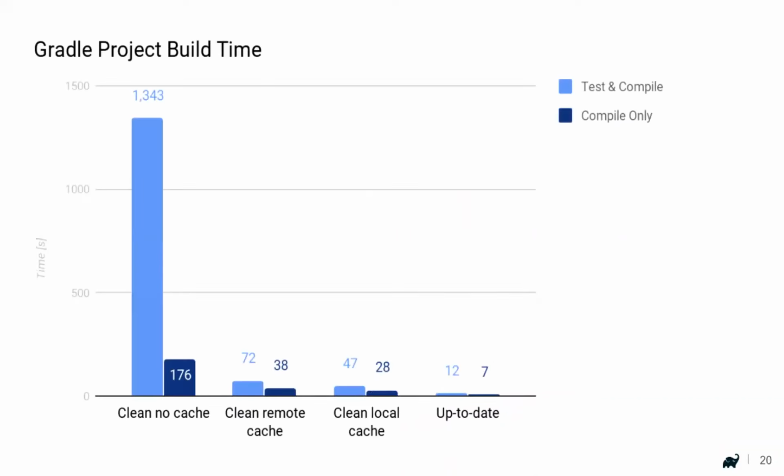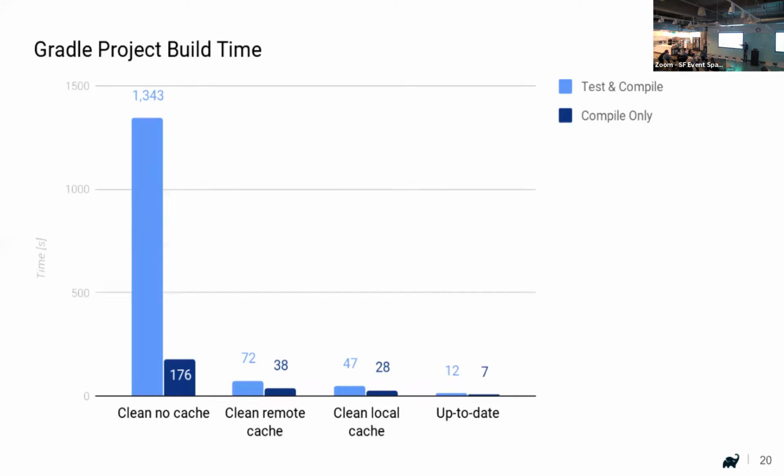This is the Gradle project itself. Also, to share some of the performance improvements by the different mechanisms: when you run a clean build with Gradle without a cache, testing compile is 1300 seconds, so that is more than 20 minutes. Compile only is roughly 3 minutes.